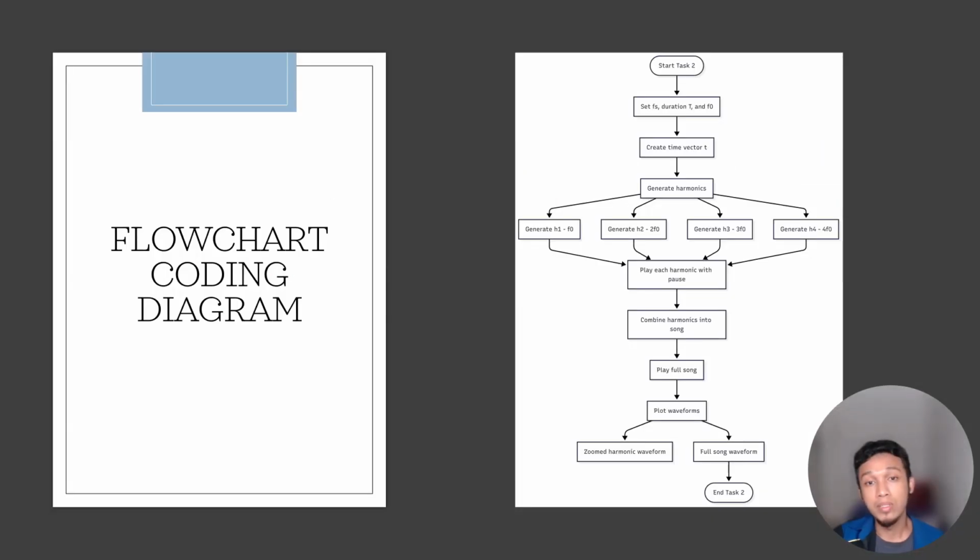This block diagram summarizes our process. First, set the sampling rate and duration. Second, create the time vector. Third, generate the harmonics: harmonic 1, harmonic 2, harmonic 3, and harmonic 4. Play them individually for demonstration, and then combine them to form the final melody. Finally, we plotted the waveform for analysis.